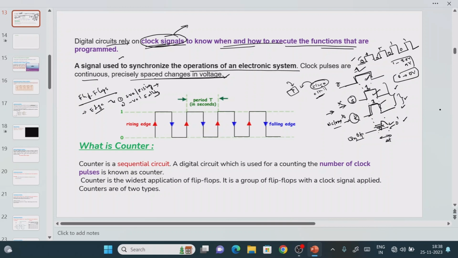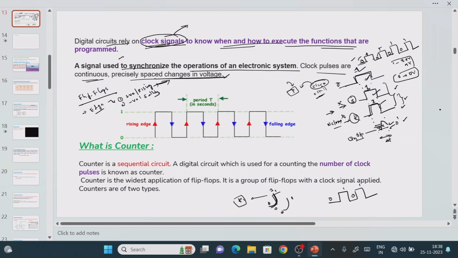So what do you mean by rising edge triggering? Suppose, for example, here we have a clock pulse. As we said, what is the meaning of a clock signal? The clock pulses are continuous, something like 0 1 0 1. Now see what the meaning of the rising edge is. If the value changes from 0 to 1, then it is called the rising edge. If you observe here, the value is changing from 0 to 1, right?